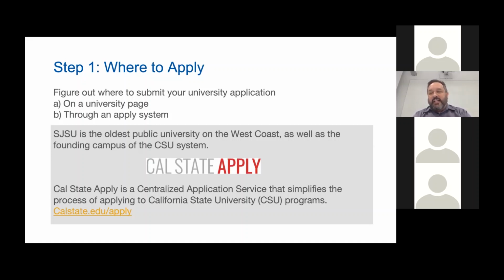If you're not using the Cal State Apply, there may be a different university system you're applying for. Some very common ones, for example, the Common Application used by many schools, or a university may just have its own application. And you'll always be able to find the university application on their actual admissions website. They're not going to hide that. Universities want you to apply.